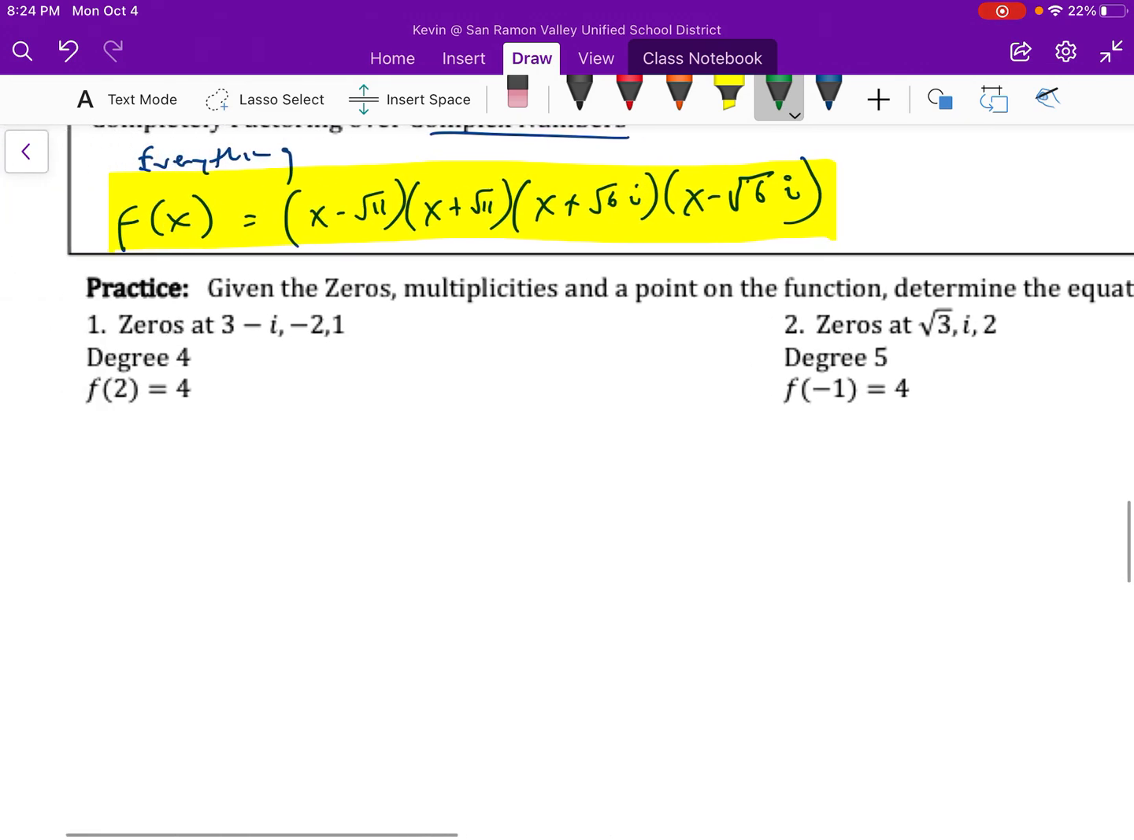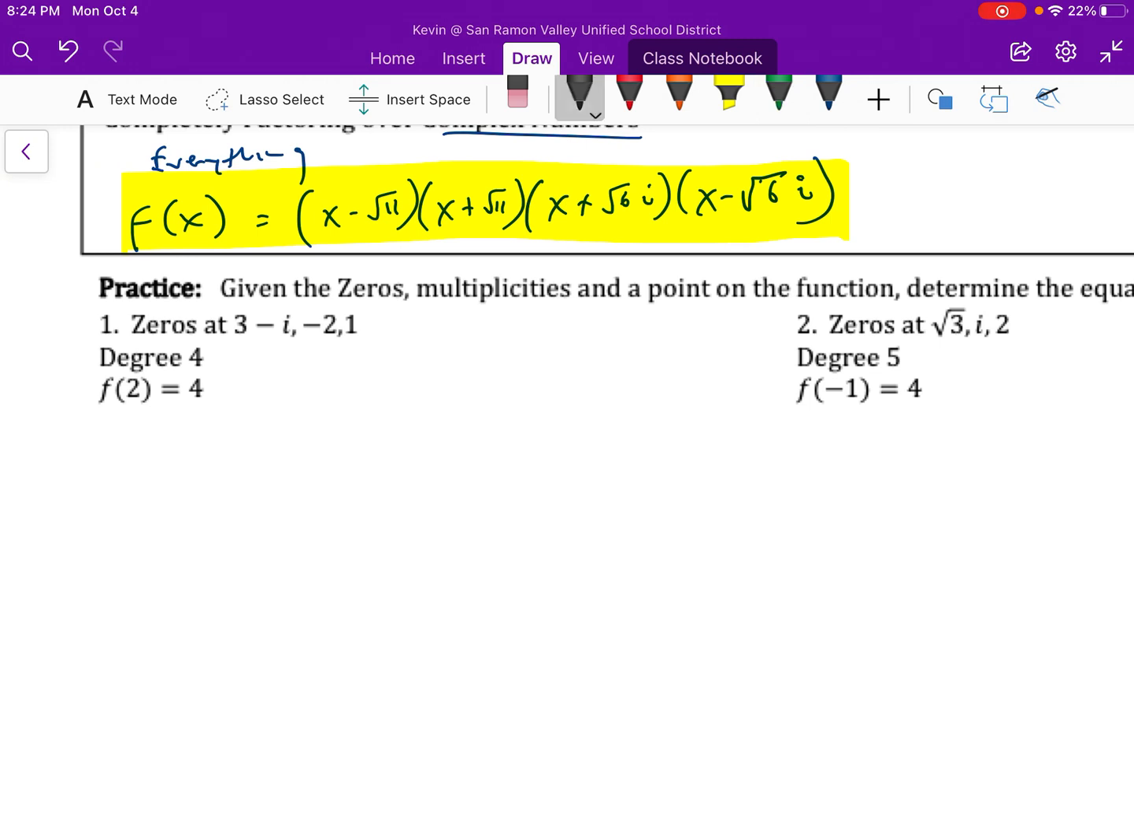With this problem, given the zeros, multiplicity, and a point on the function, determine the equation of the polynomial. So here we have, notice it's a 4th degree polynomial, but we have 1, 2, 3. Because 3 minus i is one of the zeros, we know its conjugate 3 plus i is also a zero. So let's write this out. f of x equals a. Since it gives us this point, we know that we're going to find this a value. We're going to see what stretch or shrink it might have.